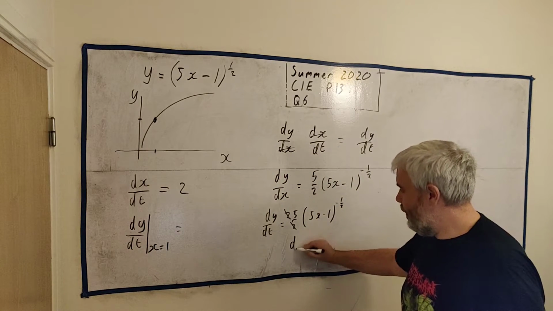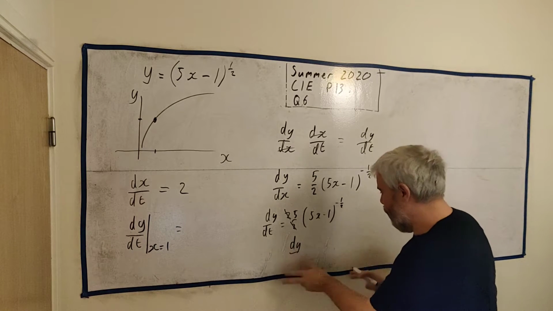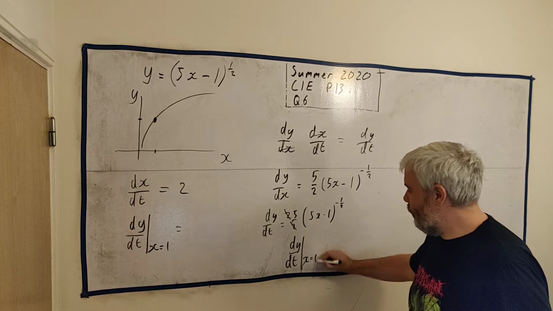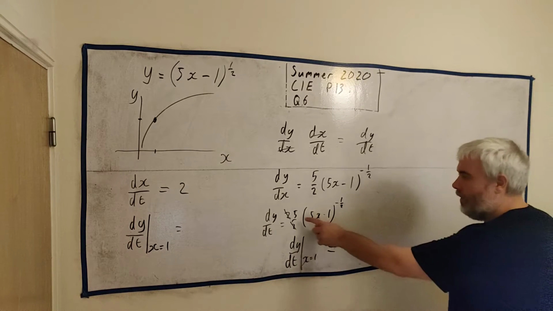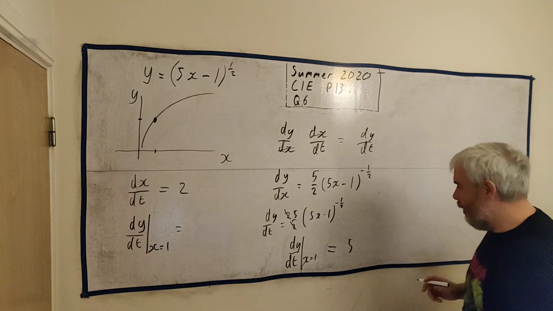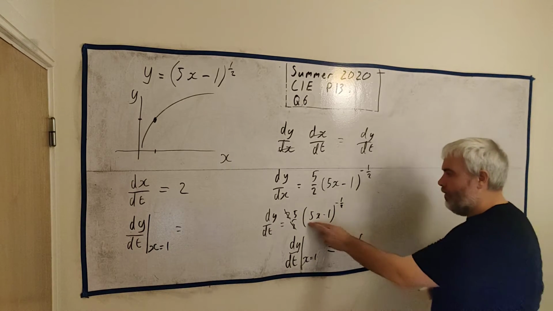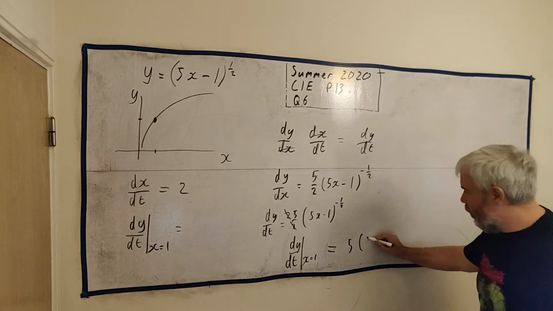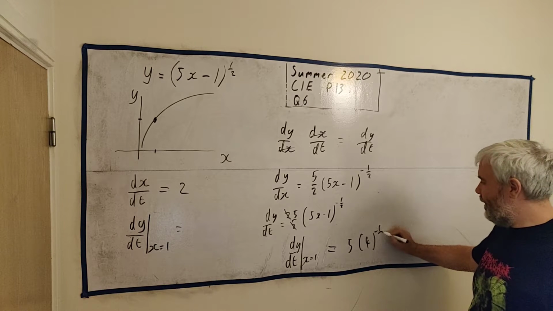So let's do that here. I just have some bumps on my board, so I'll move over a little. dy/dt when x is equal to 1. And that is equal, let's see, 5 is here. I'm just going to write this out again, but instead of x, I'm going to put a 1. 5 multiplied by 5 by 1 is 5. 5 minus 1 is 4. 4 to the power of minus a half.